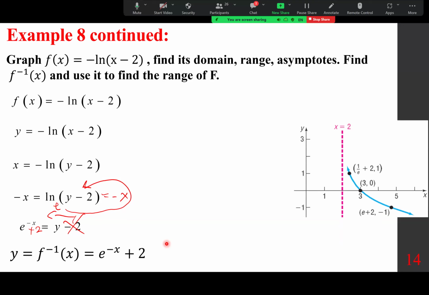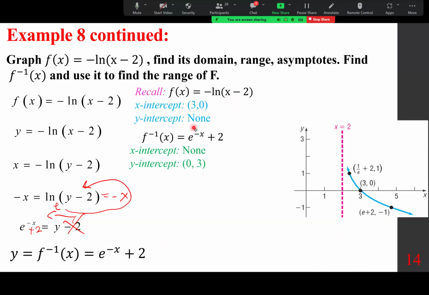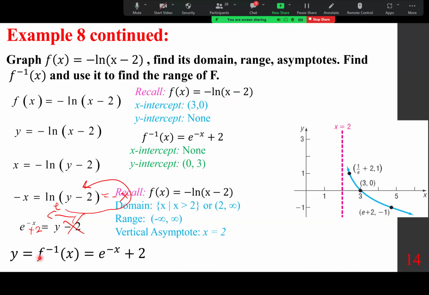Here's the graph from the previous page. Recall, when f of x is minus ln of x minus 2, x-intercept is 3, 0, y-intercept is a non-existent thing, right? For its inverse, x-intercept is none, and now the y-intercept becomes 0, 3. Recall. Let me erase this. For the function f of x equals minus ln of x minus 2, domain was from 2 to infinity. Range was all real numbers. Vertical asymptote x equals 2.